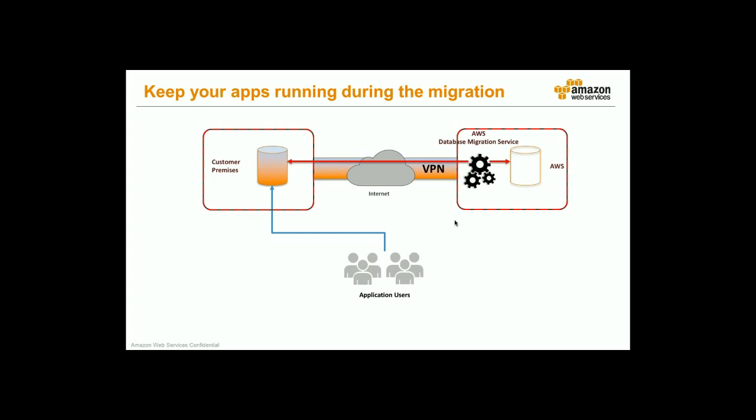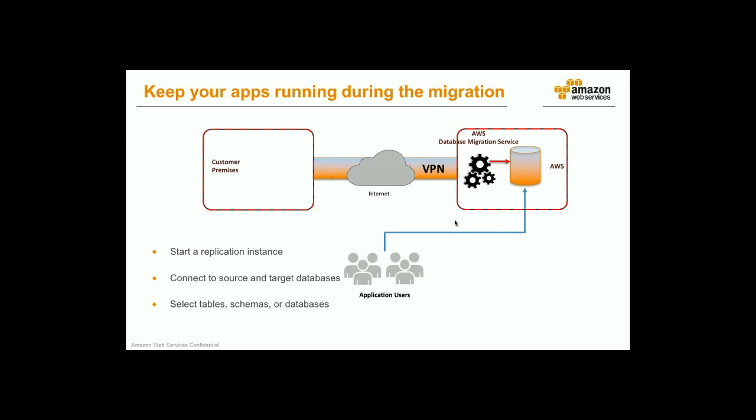So again, Database Migration Service points to the source, points to the target, no agents installed. You start up a replication instance on the right-hand side. You point it to the database on the left-hand side. It'll catch up over time, and then it'll effectively connect and select the tables, select the schemas, and move the content across. It'll then run.